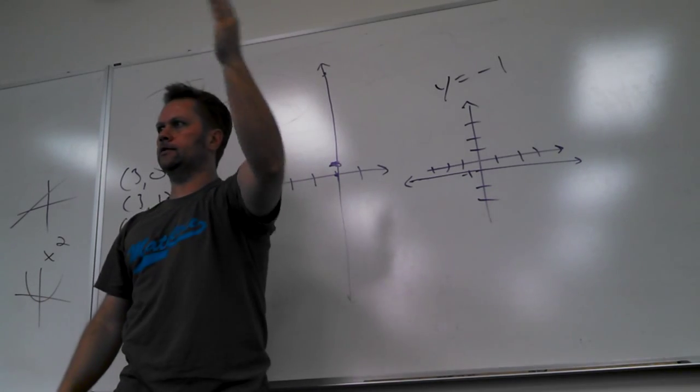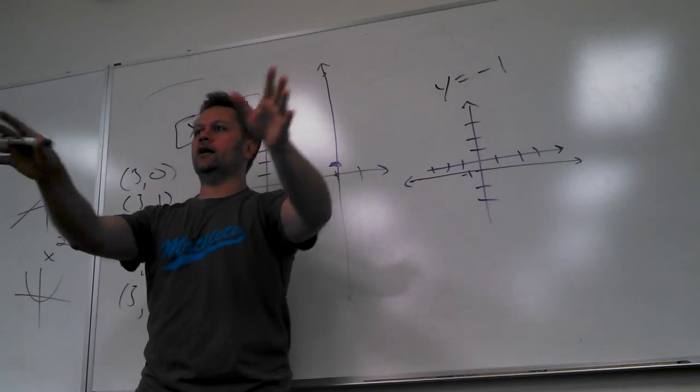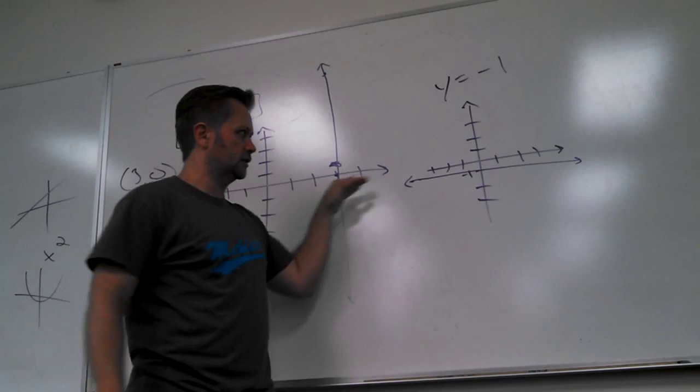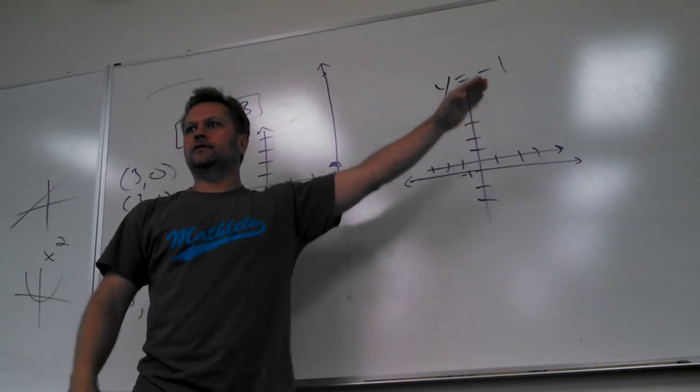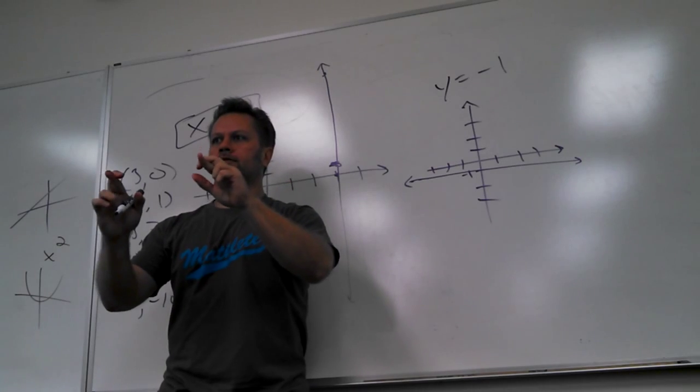Y is up and down, x is left and right. Does it say anything about what x can do? No, it doesn't say anything x can do. It doesn't say anything x can't do, so x can do everything, and it does. That is a flat line. It's a horizontal line. Those are special cases.